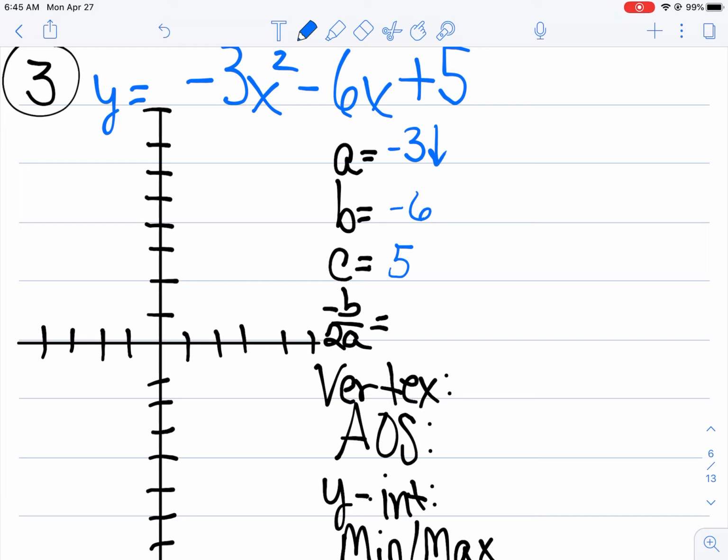Okay, I'm going to stop for a second. I want you to try to find the opposite of B over 2A yourself, and then I will check the answer with you in just a moment. Okay, so I'm going to pause for a second, let you find that value yourself, and then we'll come back. Pausing.